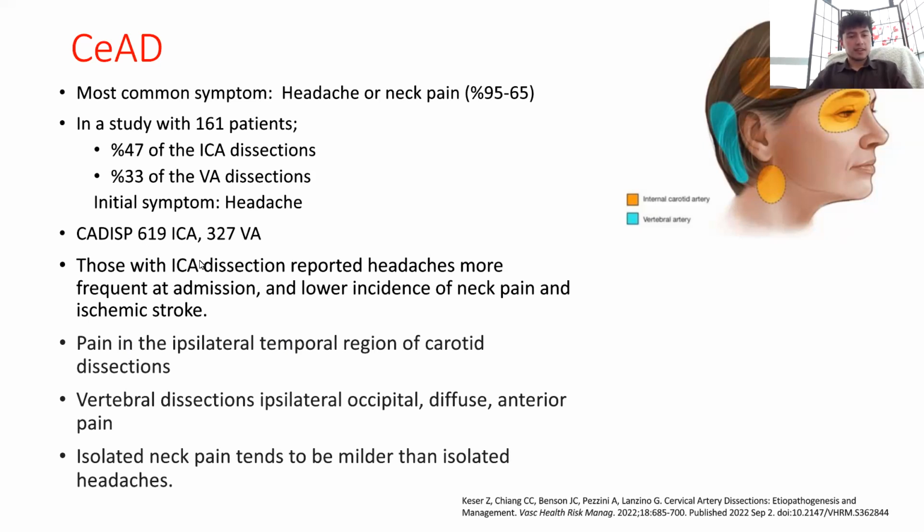And those with internal carotid artery dissection report headaches more frequently at admission, and a lower incidence of neck pain and ischemic stroke. And pain is in the ipsilateral temporal region in carotid dissection. I put an image here. You can see the internal carotid artery affects the ipsilateral temporal region, but it's not always like that. It can be contralateral or bilateral. And vertebral dissections mostly occur at occipital parts. And isolated neck pain tends to be milder than isolated headaches. We see neck pain and people usually don't get alarmed because of neck pain, and the patients' headaches are more severe.